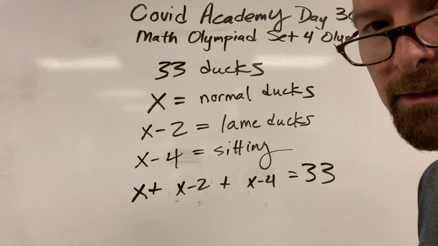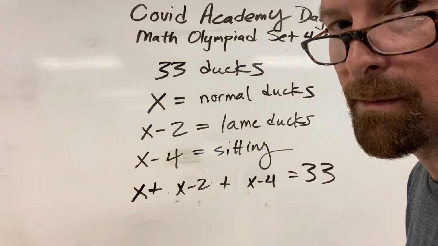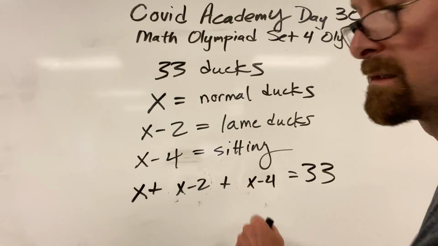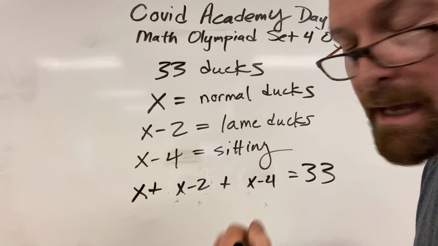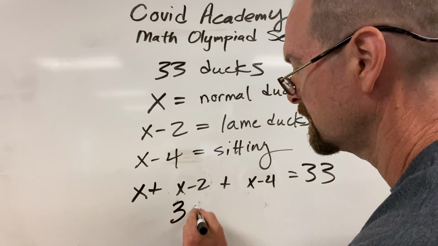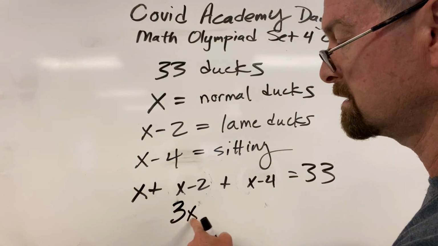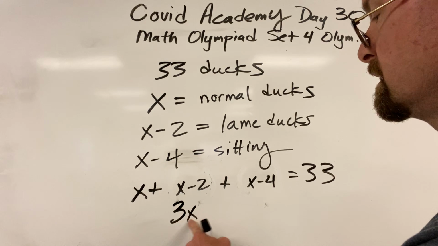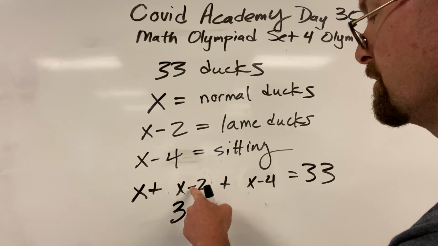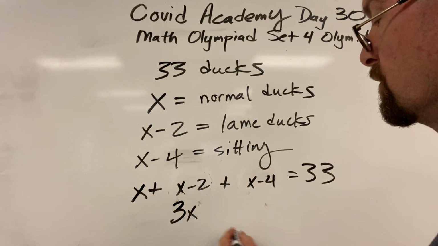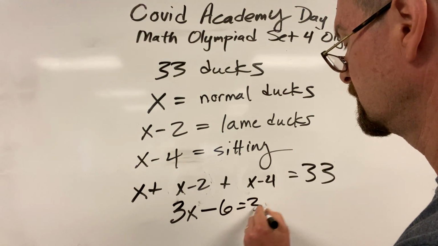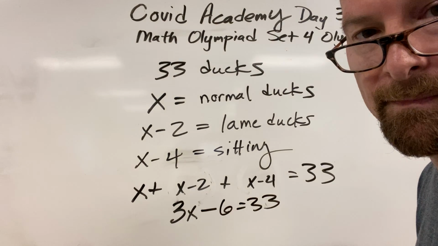So what I'm going to do is combine my x's and combine my numbers. So x plus another x plus another x, guess how many x's that is? It's 3 x's, and the way you show that is 3x. When you see a number and a letter right next to each other, it means they're multiplied together. So 3 times x. And now I have a minus 2 and a minus 4. When I put those together, it becomes a minus 6. That equals 33. All right.